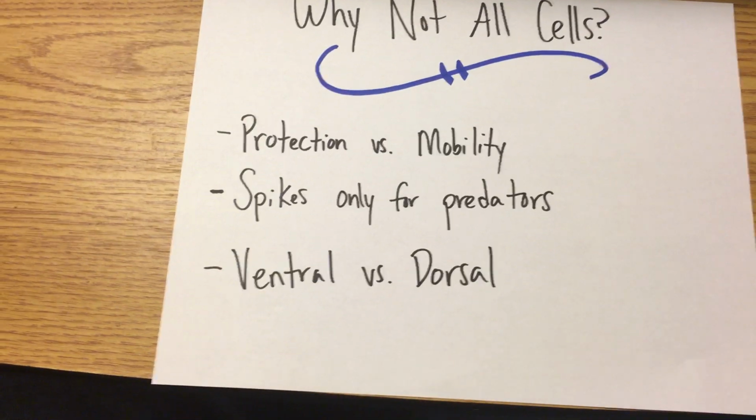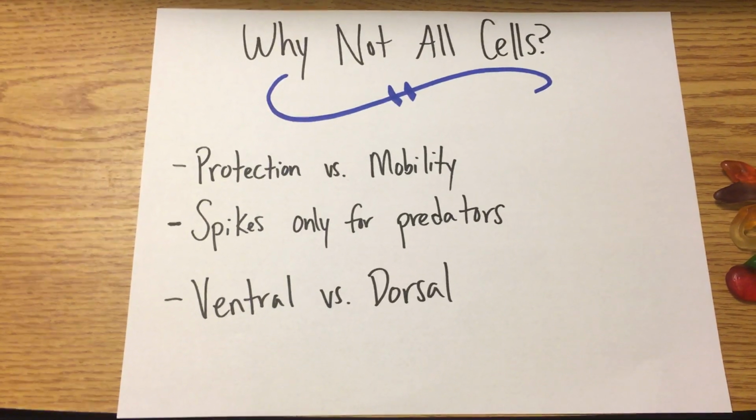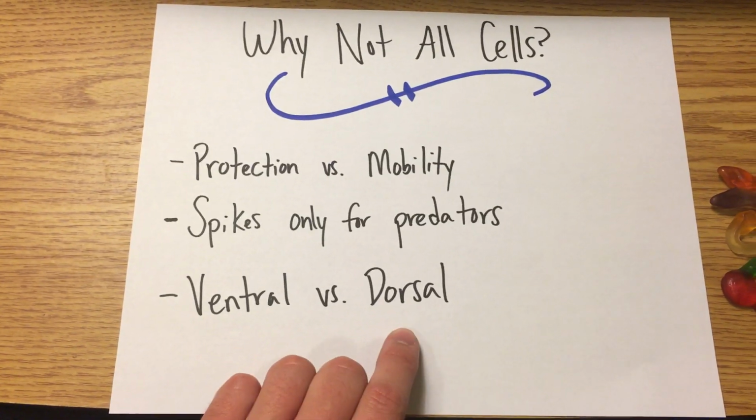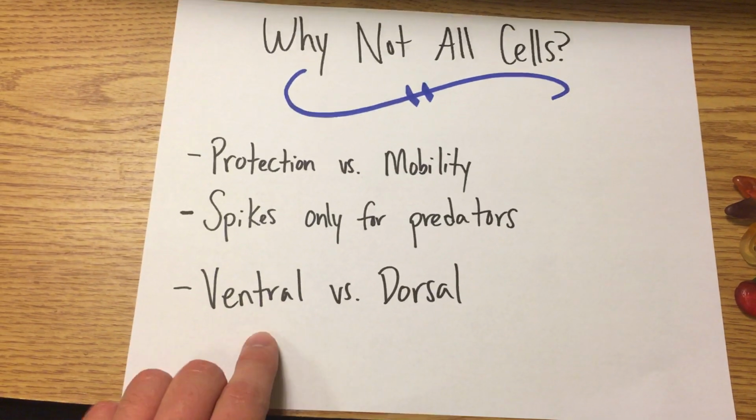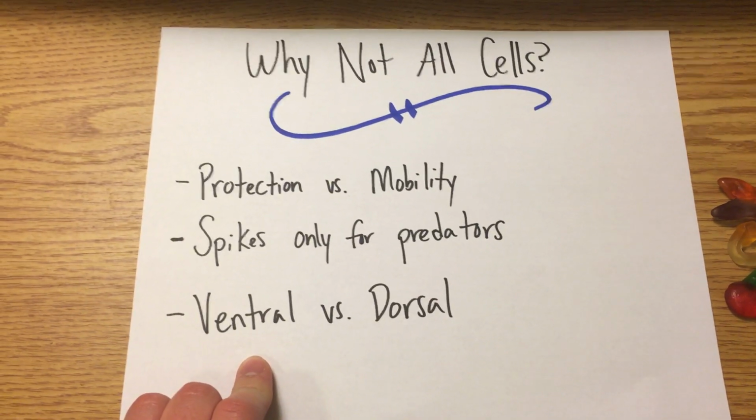And then ventral versus dorsal, if the beetle is on the ground, a predator can only get it from the dorsal side, so it does not need spikes on the ventral side because that is where the ground is, and no predator can get it from there.